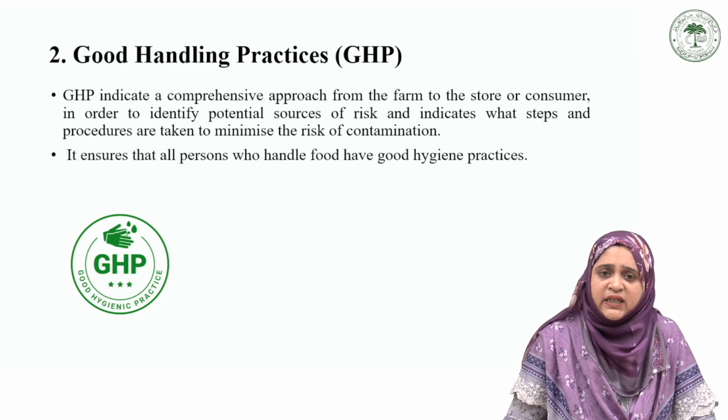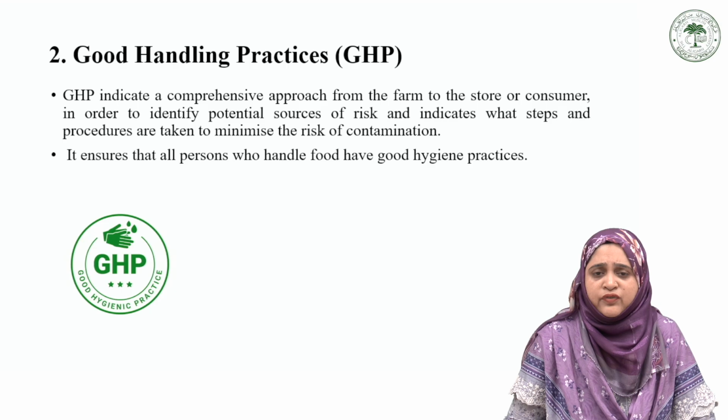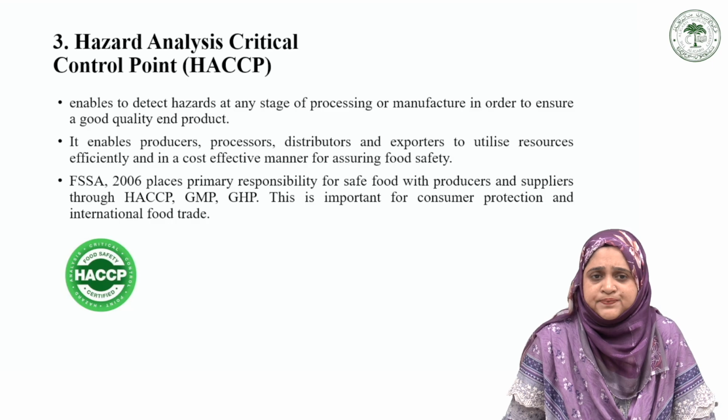Next, the second one is good handling practices, GHP. It indicates a comprehensive approach from the farm to the store or consumer, in order to identify the potential sources of risk and indicate what steps and procedures are taken to minimize the risk of contamination. It ensures that all persons who handle food have good hygiene practices.